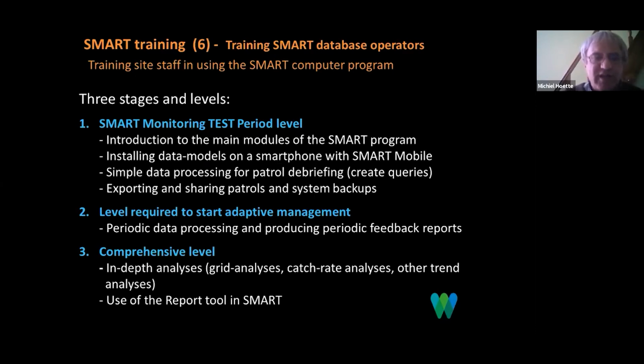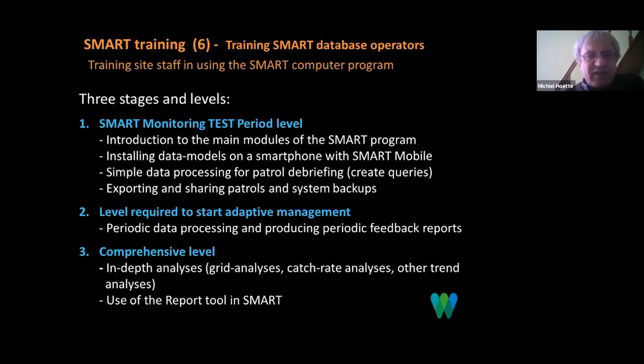First, the skills that they need for their work during the test period. So you basically introduce the main modules of the SMART program. You explain how the module is installed on smartphones, and how they can share, for instance, with the NGO staff, backups of the system, so that they can also have a look at the data that has come in.